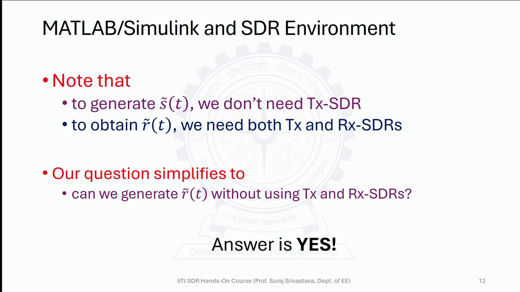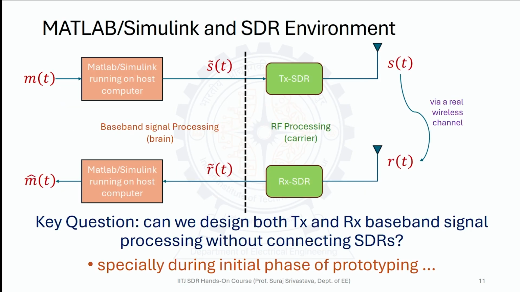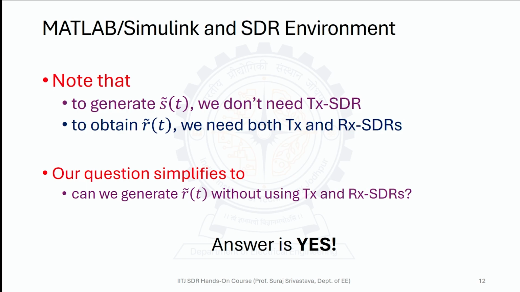So now I'll rephrase this question again, and I will ask the same question in a different way. Can we generate R tilde t without using TX SDR and RX SDRs? Because if you can generate R tilde t without using TX SDR and RX SDR, that means you can do the baseband signal processing part without TX SDR and RX SDR in the MATLAB Simulink. And fortunately, the answer is yes, we can generate R tilde t without using the TX and RX SDRs. And how do we do this?